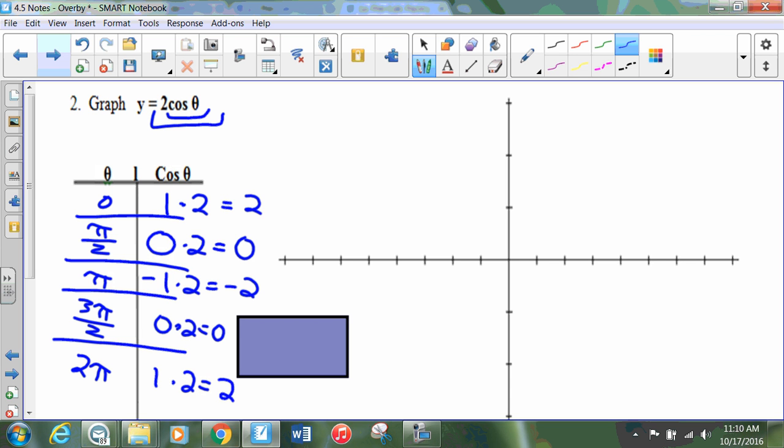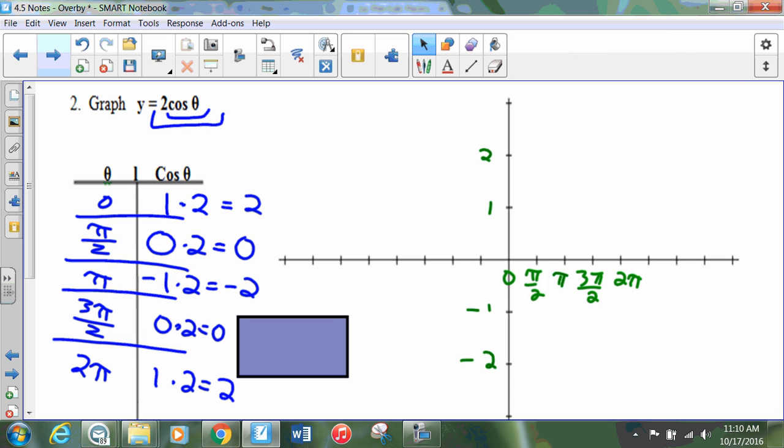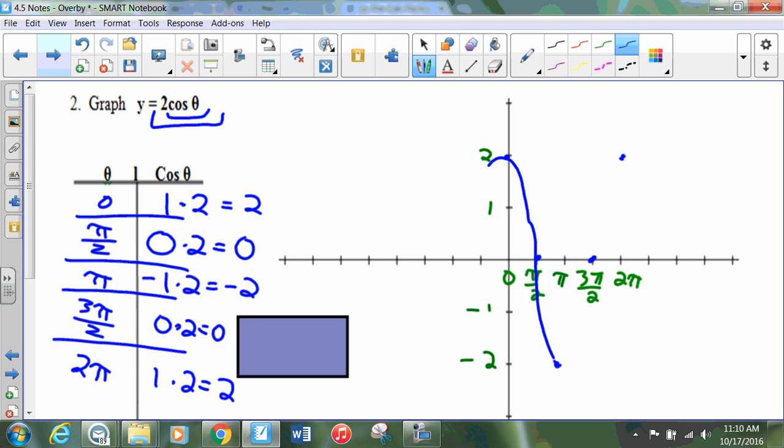And now I'm going to set up my tick marks. So I'm going to have 0, pi over 2, pi, 3 pi over 2, and 2 pi. And it looks like the values of my function are going to be, the highest is going to be 2, and the lowest is going to be -2. So we'll put this as 2, that at -2. We're going to put our dots in. So let's see, we'll have 2 and 0 and -2. And we know that we can connect these dots with the curve.